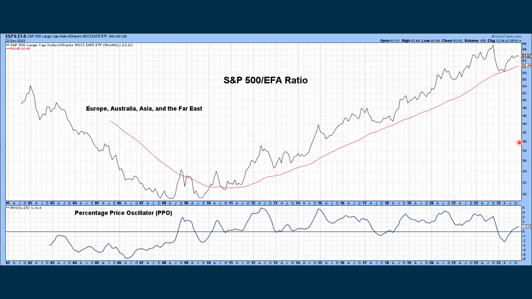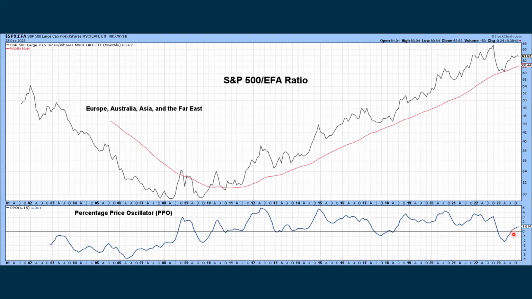And then we look at a monthly chart of the S&P to a European or a world index down here, and showing that the S&P is outperforming. And this other index are stocks in Europe, Australia, Asia, and the Far East. So they try to take a broad representation. And the fact that we're above an advancing moving average shows that the S&P is outperforming. We are turning down just a little bit with our PPO.